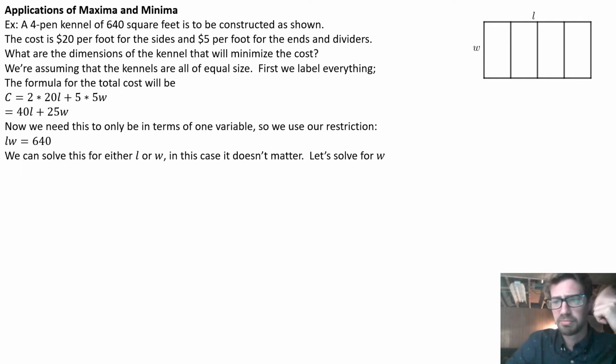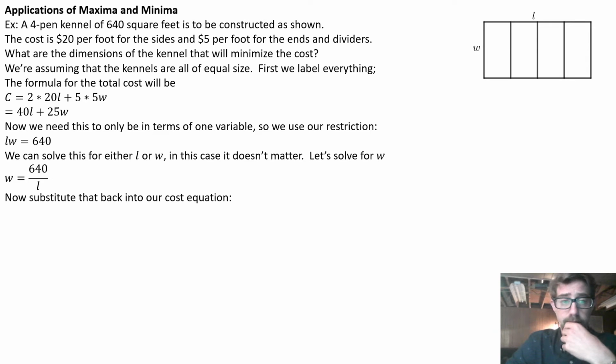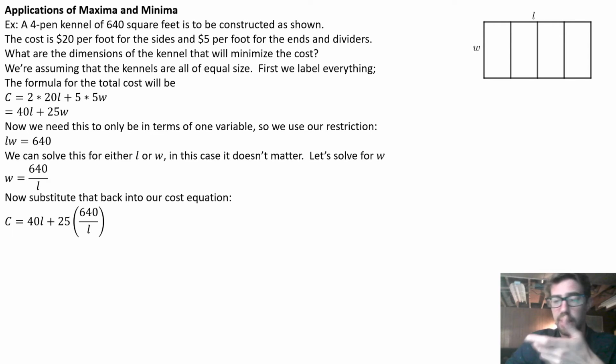So I picked W. No reason for that. Solving that for W is literally just you divide both sides by L, so W is 640 over L. And then we're going to stick that back into our original function for C, and now the only variable in it is going to be L. Okay, so now this is truly a function. C, I could call it C of L. C of L equals 40L plus 25 times, we replace W with 640 over L. So we clean that up, and then we have our function that we're going to try to find the minimum of: 40L plus 16,000 over L.